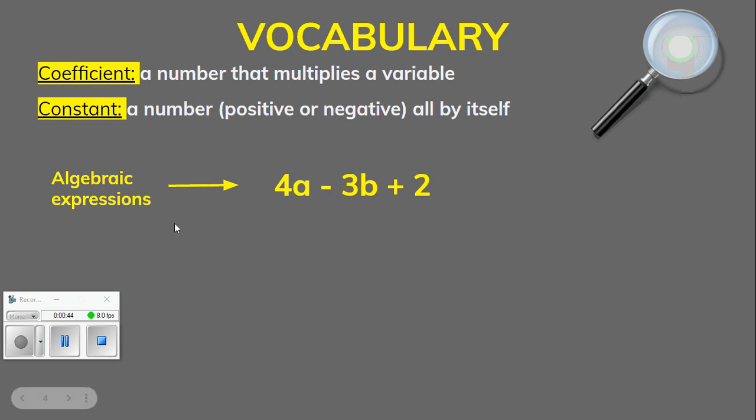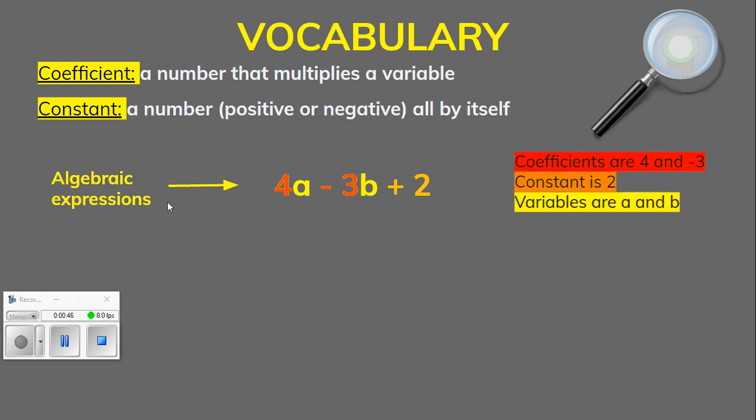Now in your notes, I've got some algebraic expressions. And the first one that I have listed there is the 4a minus 3b plus 2. This is an algebraic expression because we have both numbers and letters. So I've got it color coded here off to the side to kind of help it stand out, and you guys can just fill in right here in your notes.